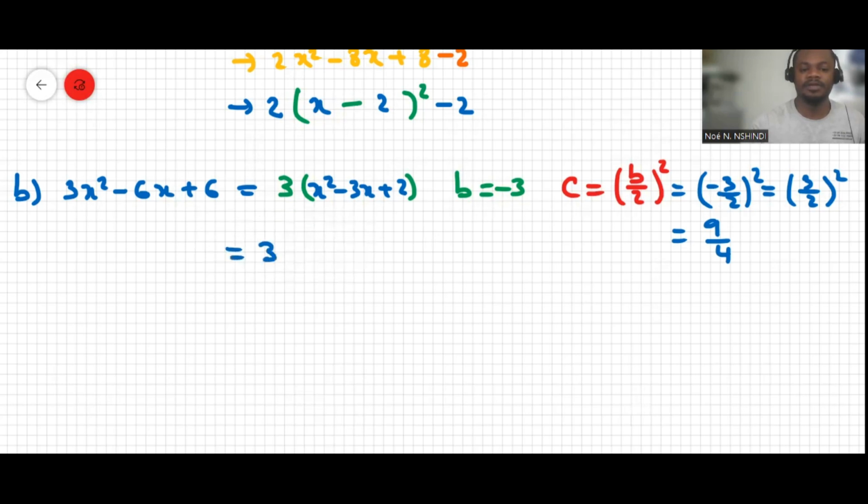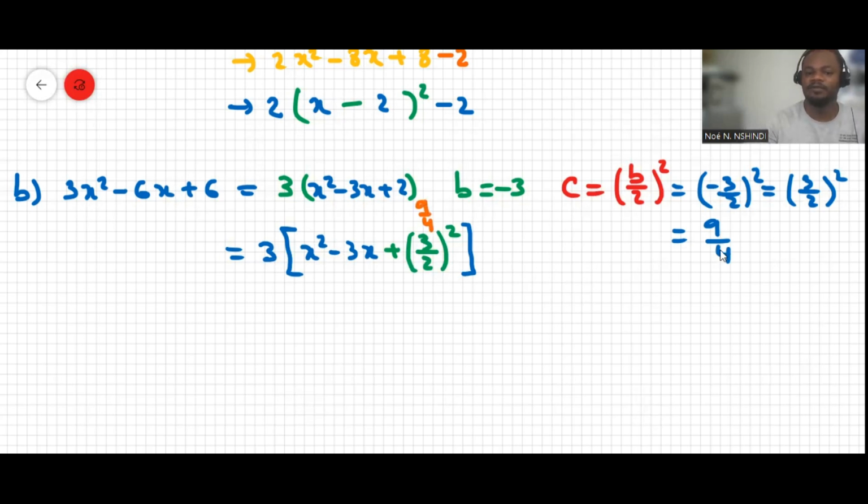I'll say 3 open square bracket there, x squared minus 3x. Instead of me writing like 2, I will write plus 3 over 2 to the power of 2. Okay, I'll write that. But now this is basically 9 over 4. Now I'll look here, 9 over 4, but initially we had 6 here.